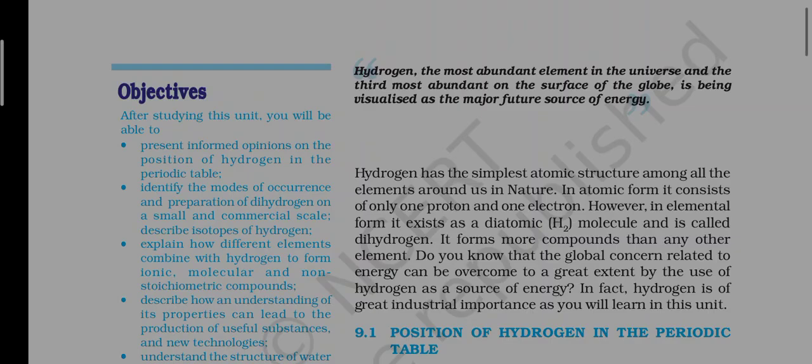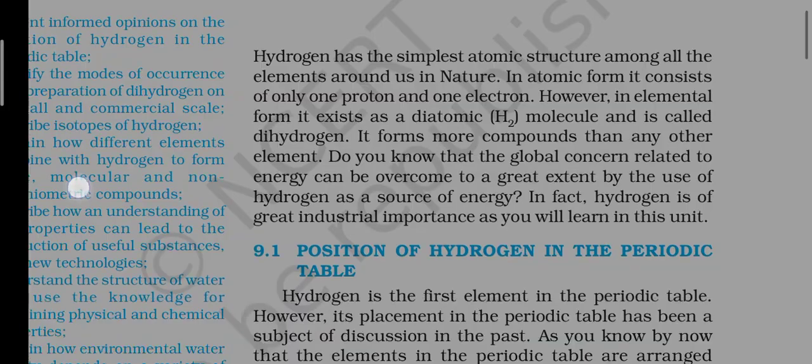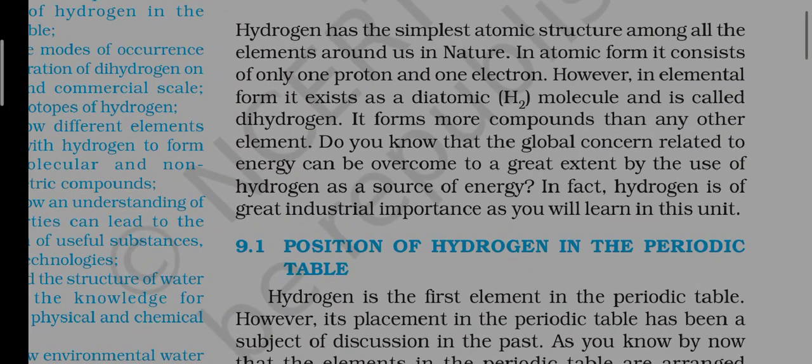Hydrogen, the most abundant element in the universe and the third most abundant on the surface of the globe, is being visualized as the major future source of energy. Hydrogen has the simplest atomic structure among all the elements around us in nature. In atomic form, it consists of only one proton and one electron. However, in elemental form, it exists as a diatomic molecule and is called dihydrogen. It forms more compounds than any other element.